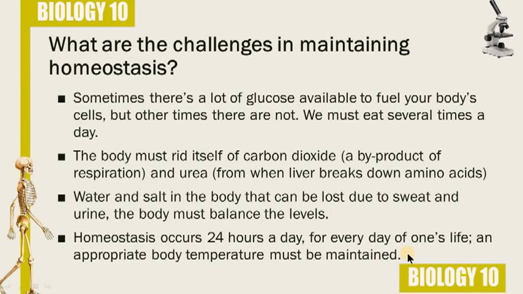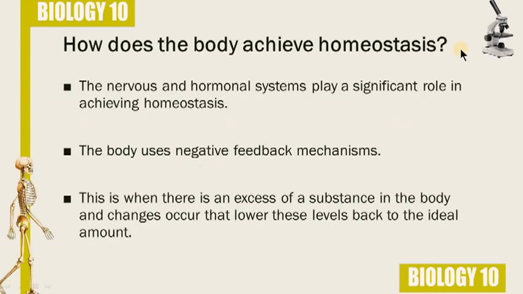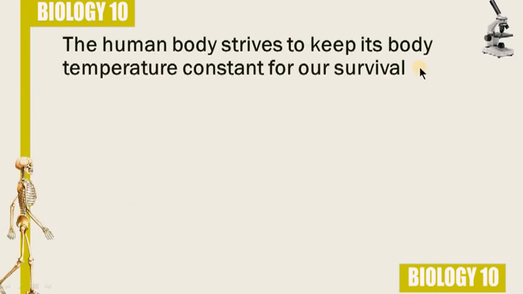Homeostasis continues to happen 24 hours a day. We rely on our bodies to maintain temperature during this entire period. We achieve homeostasis in 3 ways. Our nervous and hormonal systems must cooperate. Our bodies will use negative feedback mechanisms to help us. The changes that are required following feedback mechanisms must be flawless in order to bring substances back to the normal levels. Let's consider temperature.